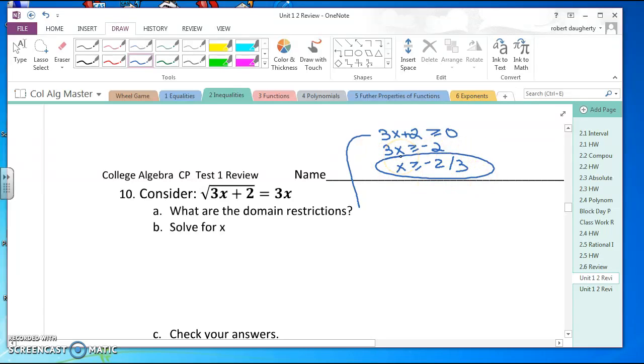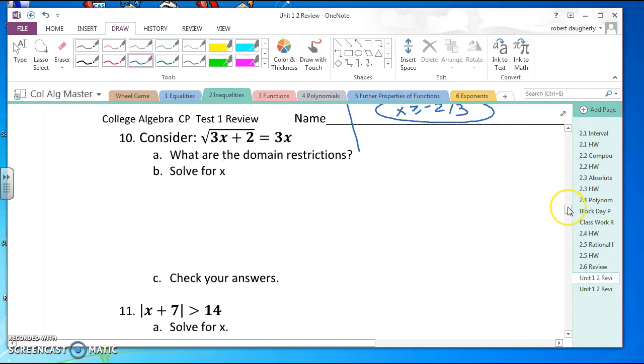Okay, now to solve for x, isolate the square root and square both sides. So in order to do that, I will have the square root of 3x plus 2 equals 3x, and I need to square both sides of that equation. When I square both sides, on the left, I get 3x plus 2. On the right, when I square 3x, I get 9x squared.